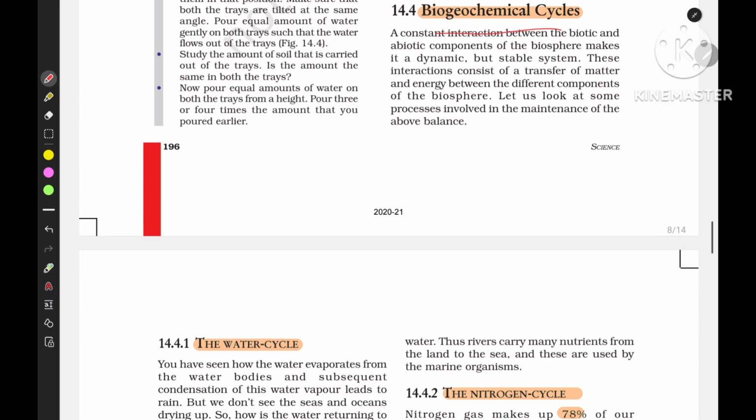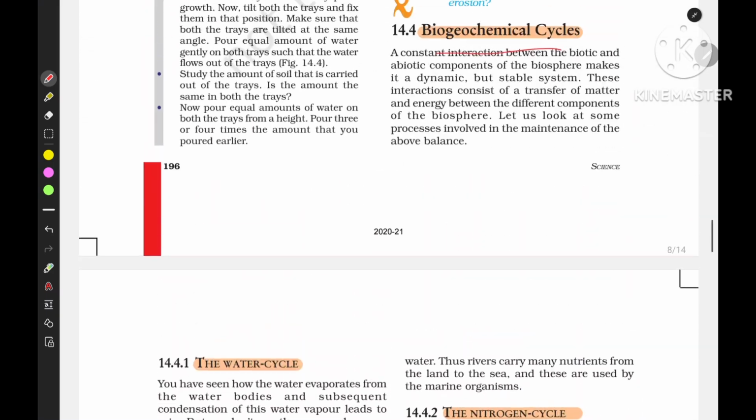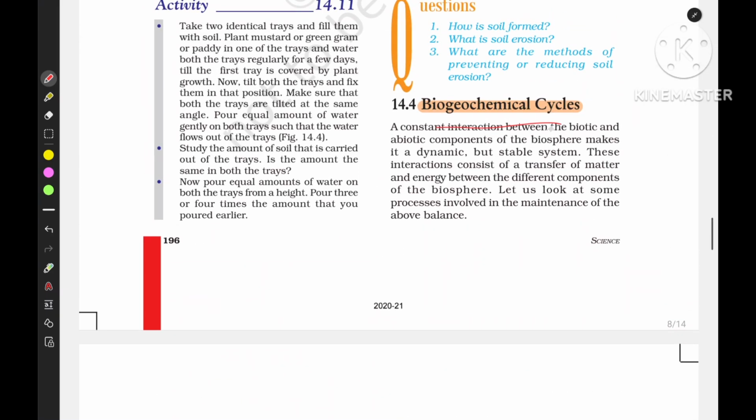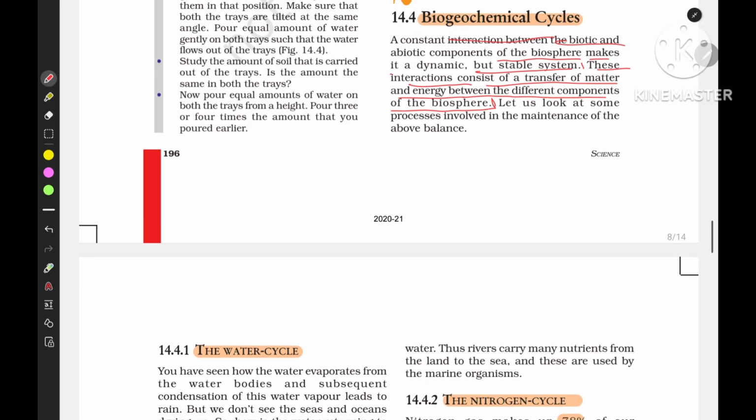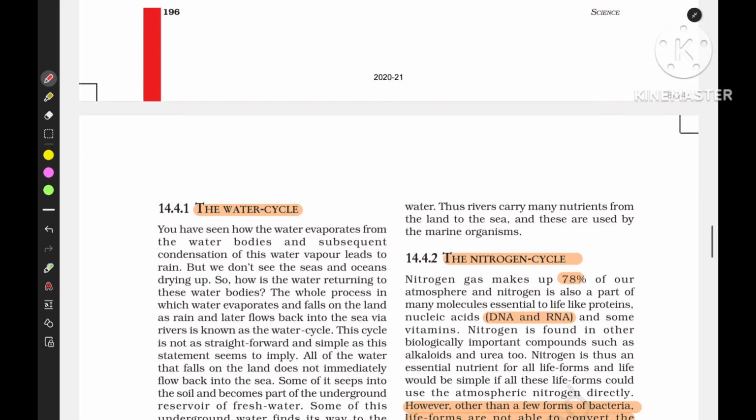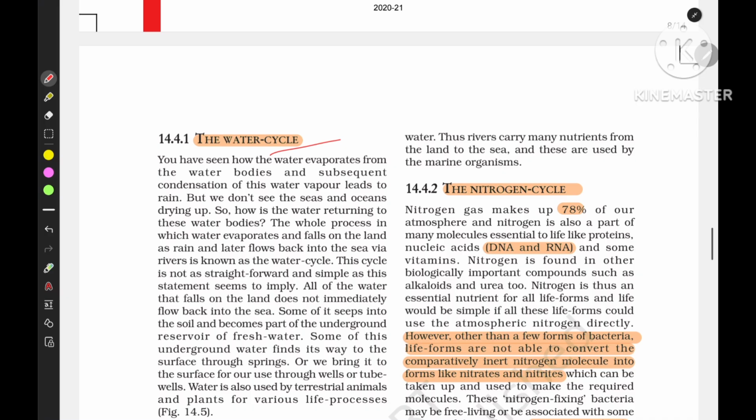What are biogeochemical cycles? The constant interaction between the biotic and abiotic components of the biosphere makes it a dynamic but stable system. These interactions consist of transfer of matter and energy between the different components of the biosphere. So these are the biogeochemical cycles. We are going to study three to four biogeochemical cycles. One is the water cycle.